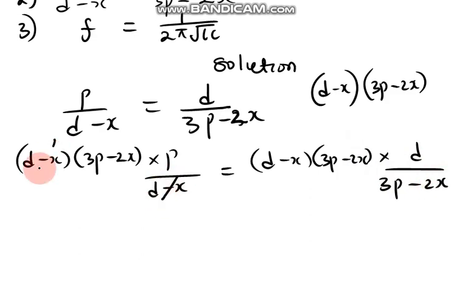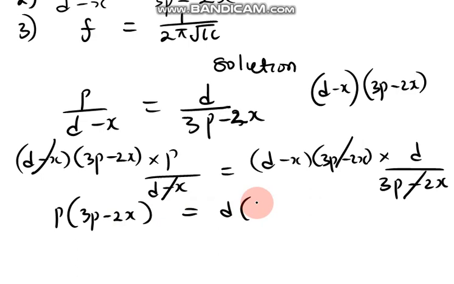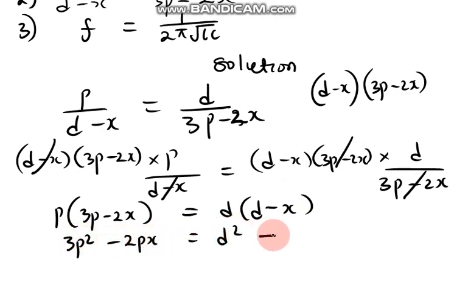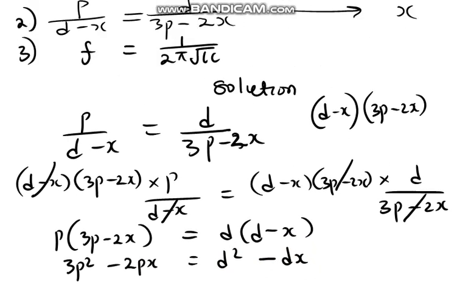Now this cancels this, and this cancels this. So we are left with p into 3p minus 2x equal to d into d minus x. If you now open the bracket, we are going to have 3p squared minus 2px equal to d squared minus dx. Now to do this, don't forget what we are making the subject.